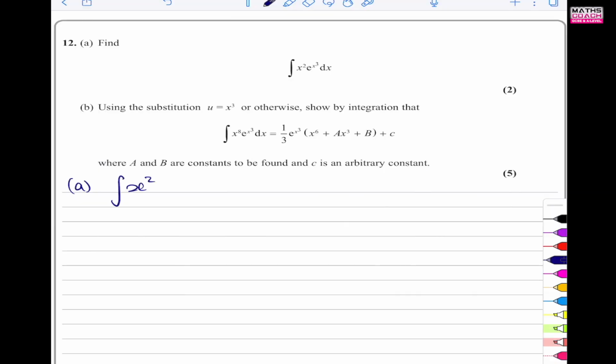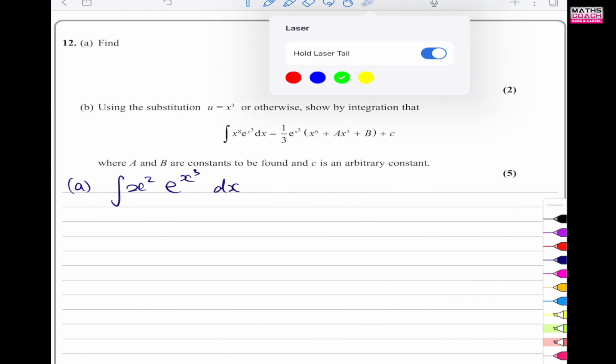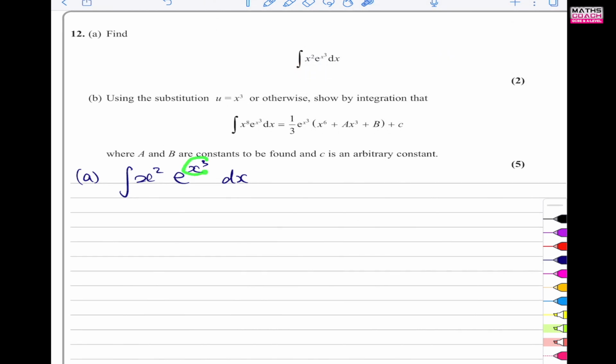Integrate x squared e to the power of x to the power 3 with respect to x. Now, when you look at it at first, you see a product of two functions. So your first instinct will probably be to start using the integration by parts. But if you look closely enough, you can see that the derivative of the power of e to the x, a multiple of that is actually sitting at the front of our exponential. So this essentially is the reverse chain rule method for integration.